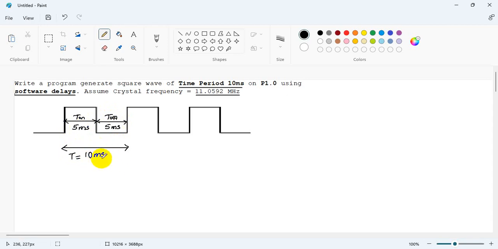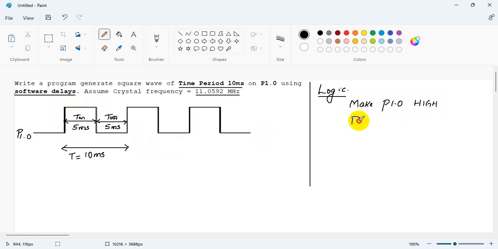And most of the students make the mistake of designing it for 10 millisecond. No, we have to design for 5 millisecond, and this we have to generate on P1.0. And what is the logic? The logic is relatively simple. First, make P1.0 high. And it has to remain high for 5 milliseconds after going from 0 to 1.